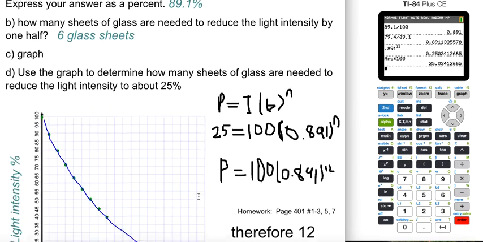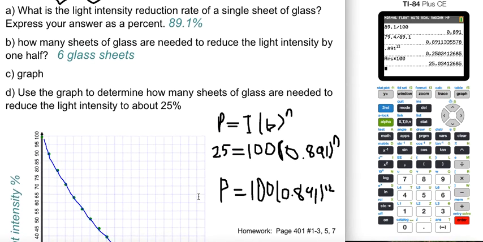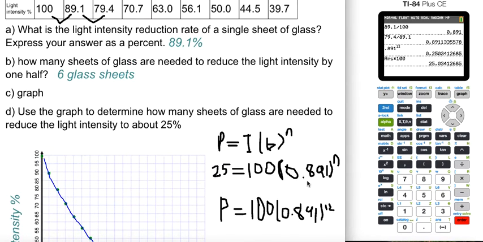Okay, so that's exponential growth and decay. Just remember that it will be growth if our rate here is above 1. It will be decay if it's below 1.